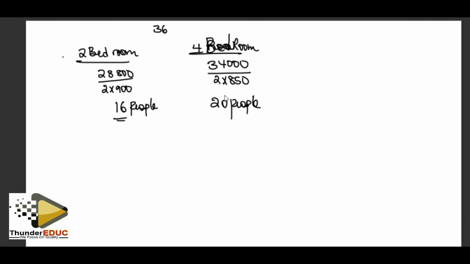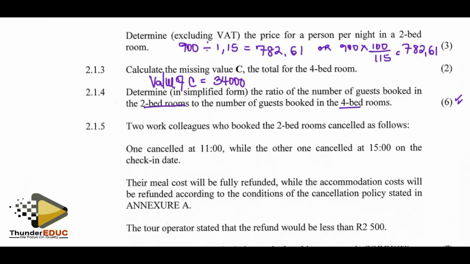So what is the ratio? Here, what's the number that can reduce this by 4? Divided by 4, you remain with 4, and by 4, you remain with 5. That's how we do it. So the ratio there was supposed to be 4 is to 5. I repeat, we shall get how many people stayed in the 2-bedroom.